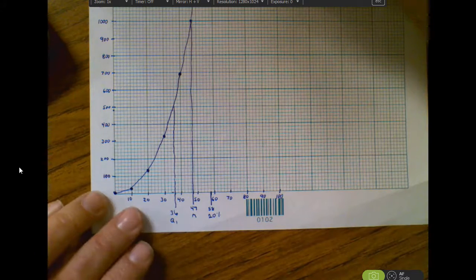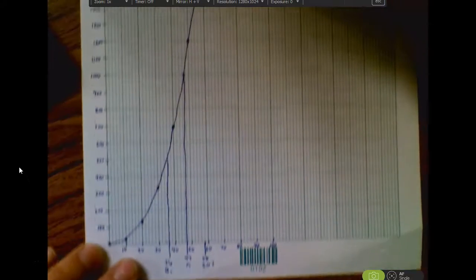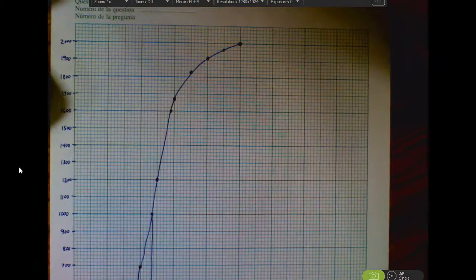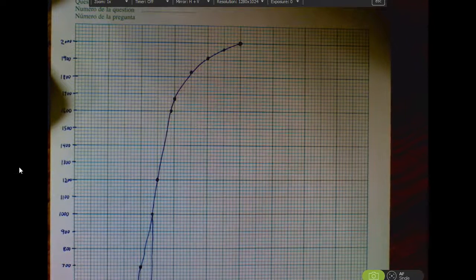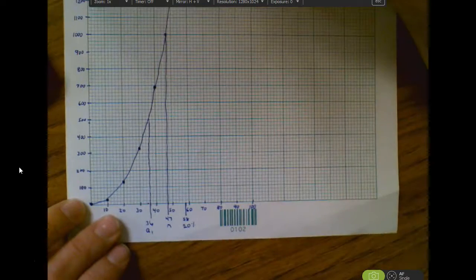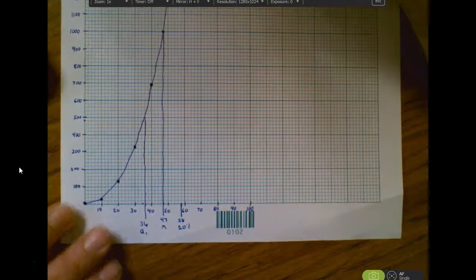Then you'll see my points on the graph are the ones that I just described, that I pulled right off the table. That took me all the way up to here, for that last candidate at the 2,000 mark. So that's all of it. We're going to use this graph to start answering a few questions.